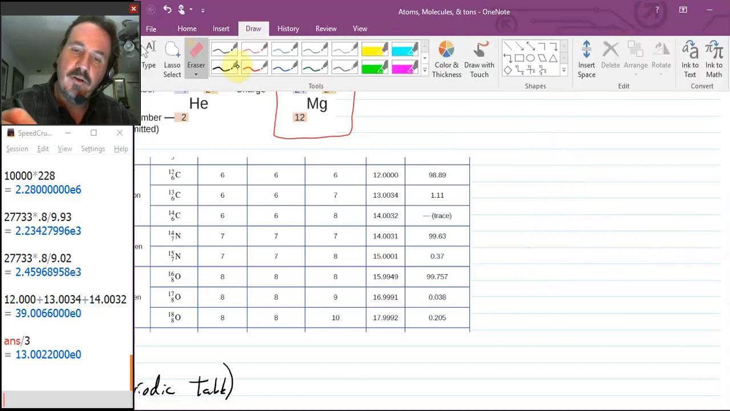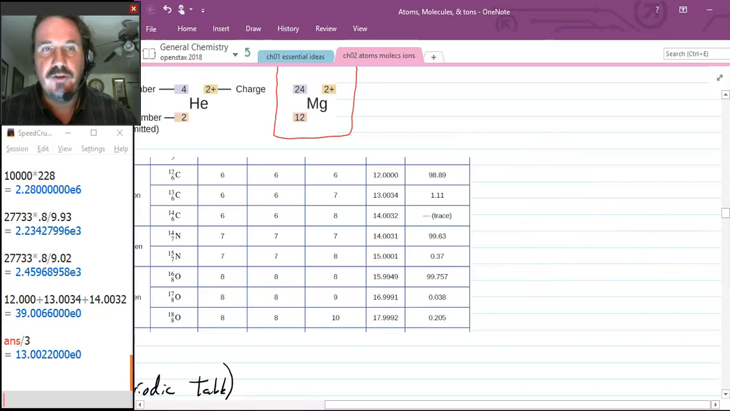If I'm going to truly average these different isotopes of carbon, well, the very first one, carbon-12, makes up 98.89% of the carbon out there. Which means the average mass of the carbons should be pretty close to 12, since most of them are that. Just 1.1% are the heavier carbon-13, and carbon-14 is a trace. I'm not even going to include it, it's so small. It barely affects the result at all.